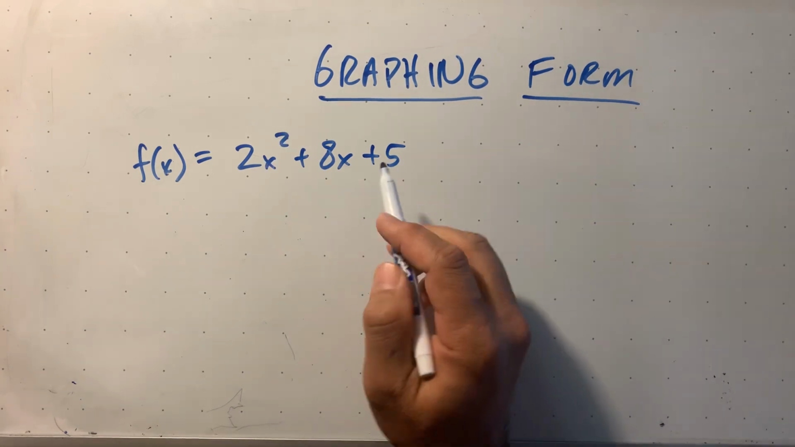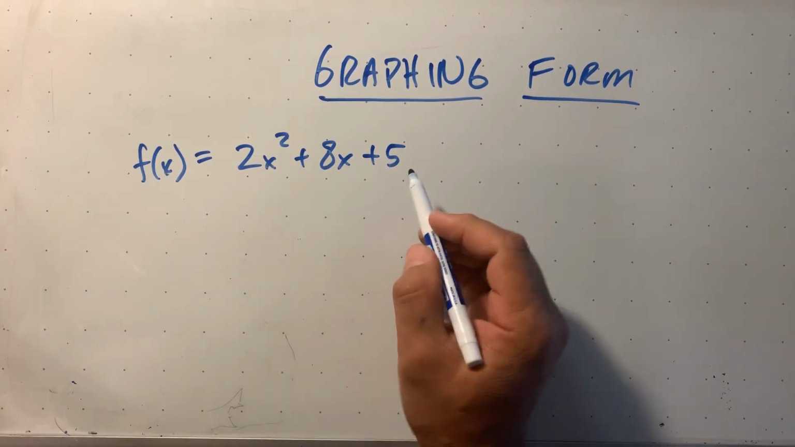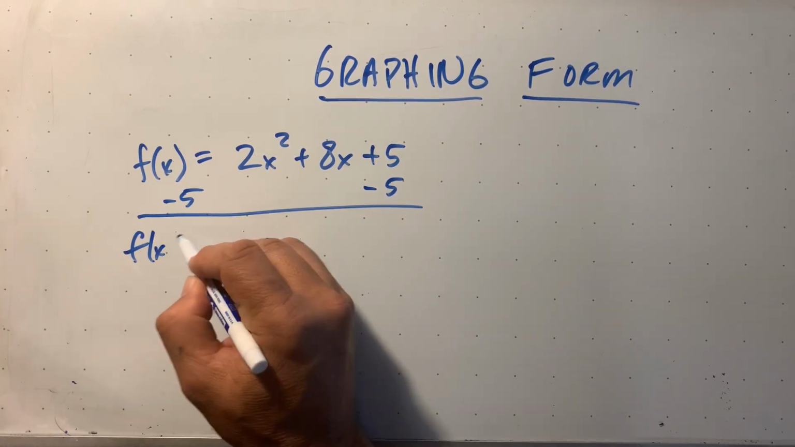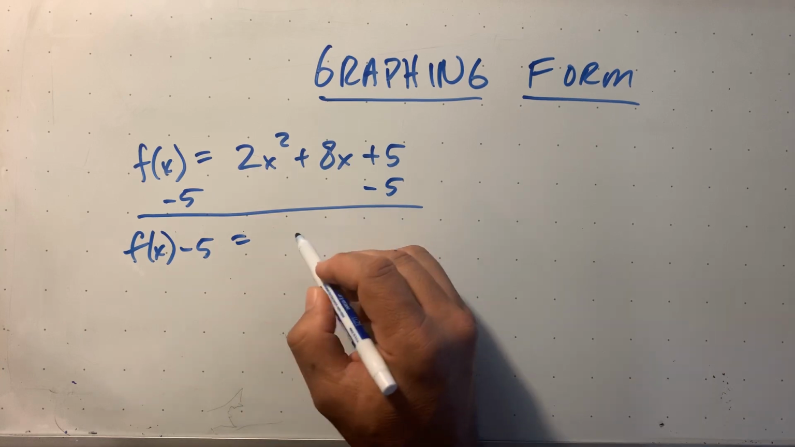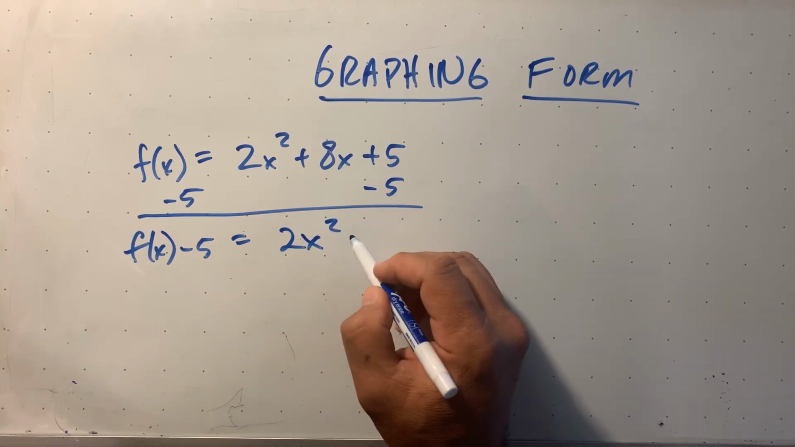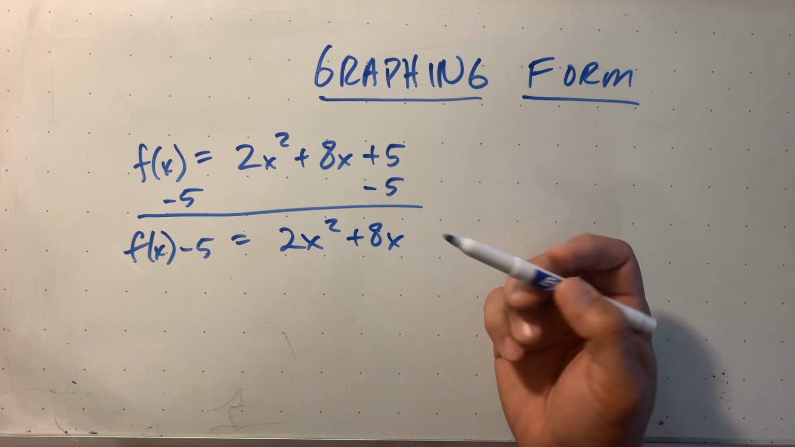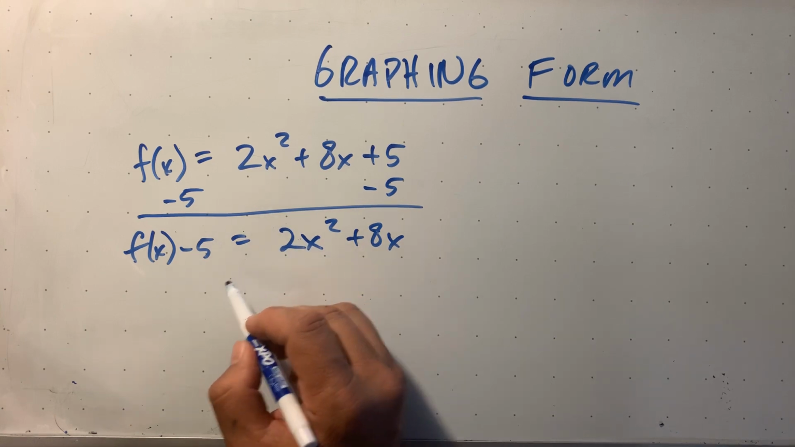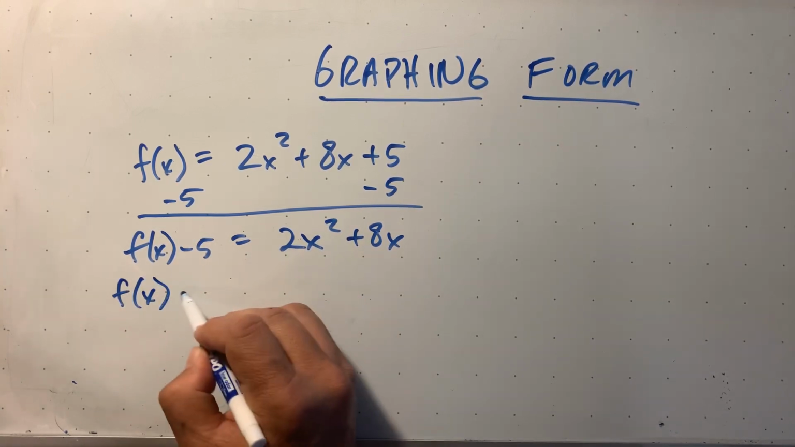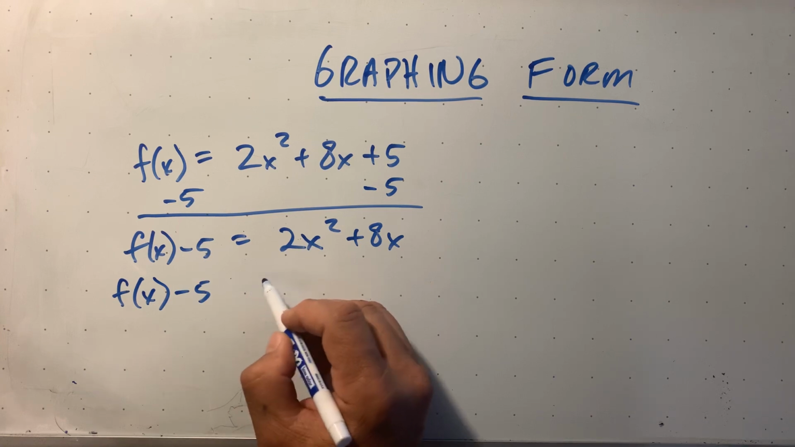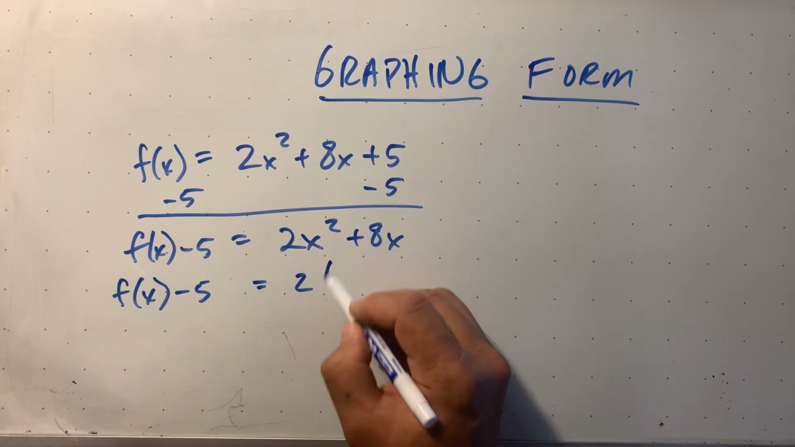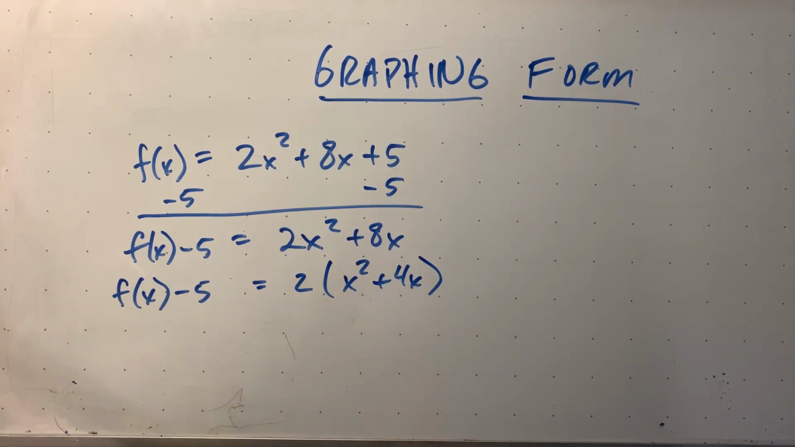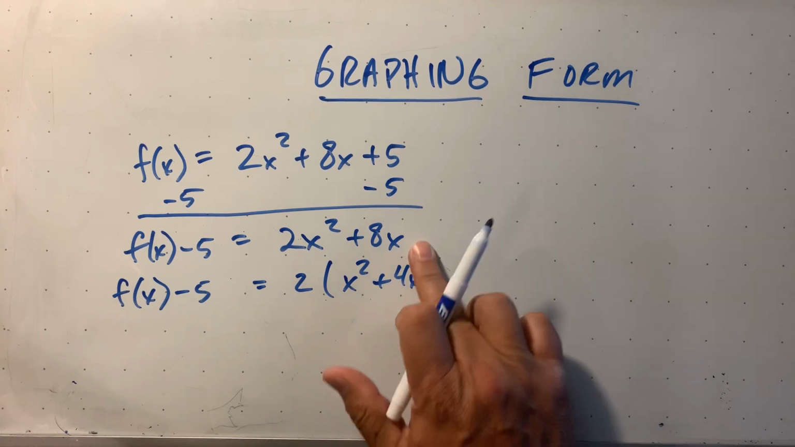All right. So what we're going to do is we're going to try and find a new c value. So I'm going to be subtracting 5 from both sides. And then that's going to give me f of x minus 5 is equal to 2 times x squared plus 8x. Now, in order to complete the square, this leading coefficient of the x squared term needs to be a 1. So I'm going to go ahead and factor or pull out a 2. So I'll be changing this to x squared plus 4x. So now the leading coefficient is a 1.